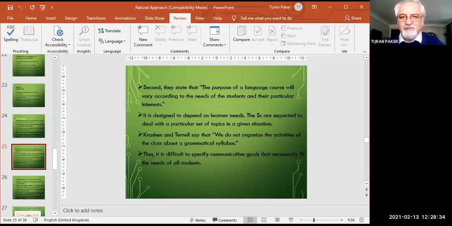And they state that the purpose of a language course will vary according to the needs of the students and their particular interests. So that's why you should always look for what the interests and motivation of your learners are, depending on whether they are teenagers, adults, young learners, etc. It's designed to depend on learners' needs, and the students are expected to deal with a particular set of topics in a given situation. Krashen and Terrell say that we do not organize the activities of the class around a grammatical syllabus, but they organize everything around a topic.